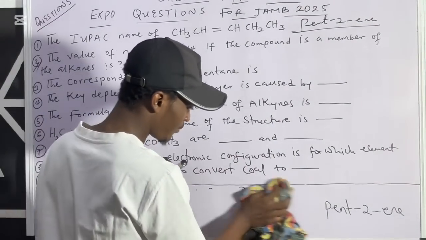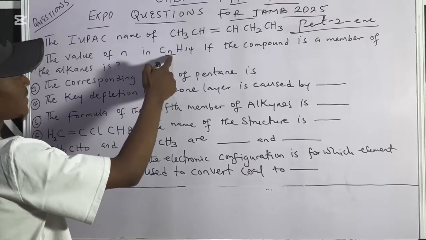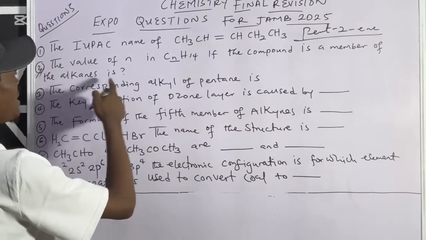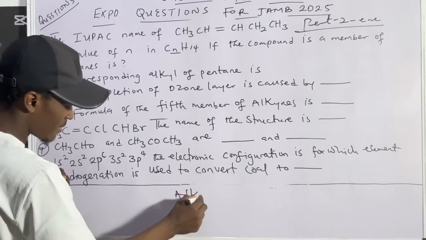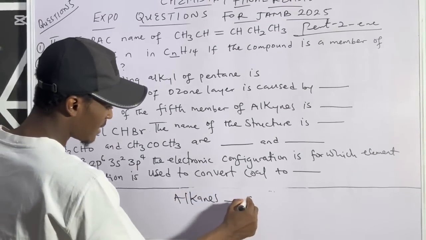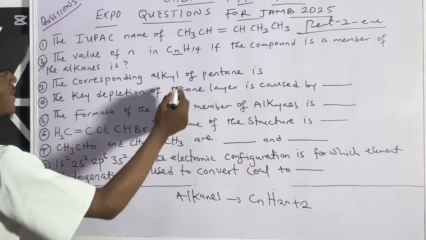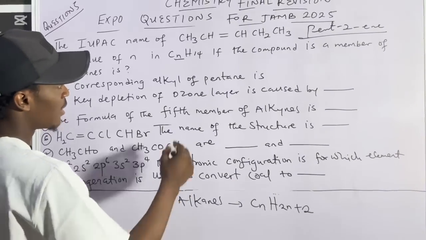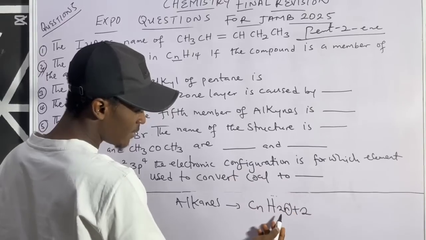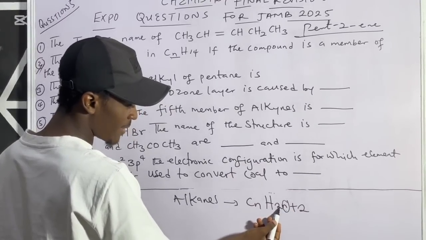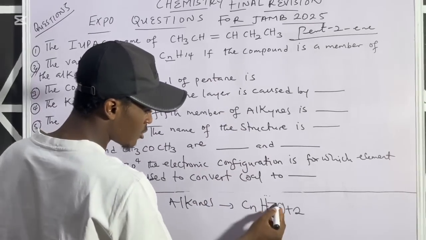Pent-2-ene. All right. Then question 2. The value of n in CnH14 if the compound is a member of the alkanes is, first thing to do is, what's the general formula of alkanes? The general formula of alkanes is given as CnH2n+2. Now, we are told to get the n value, which is the number of carbons, when our H value is known. So it's obvious that any value you are writing here for n, you should multiply by 2 and then add 2 to give you 14.